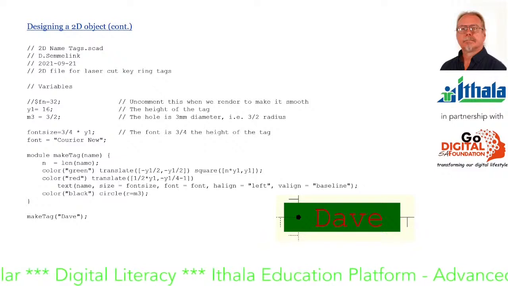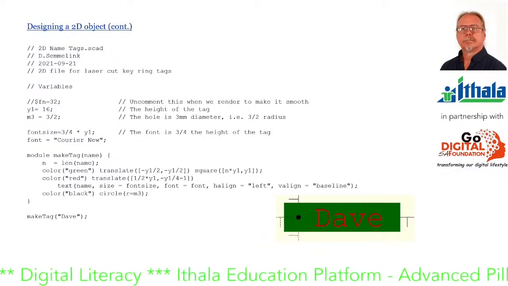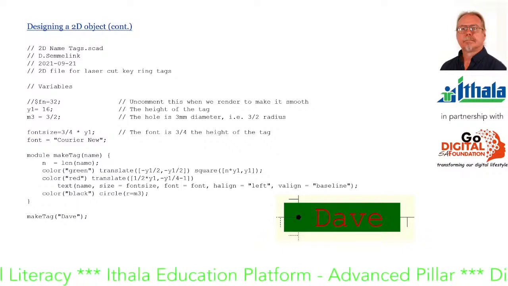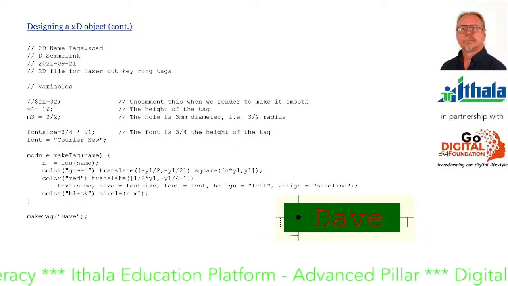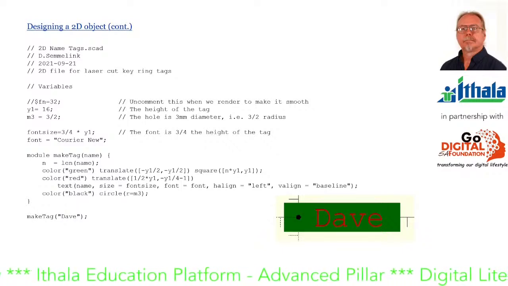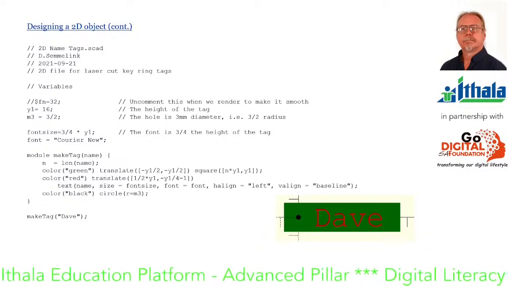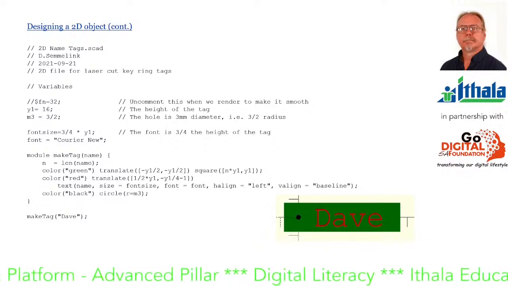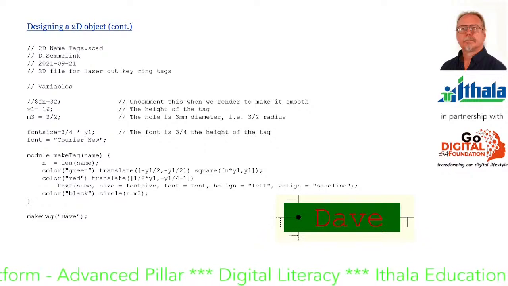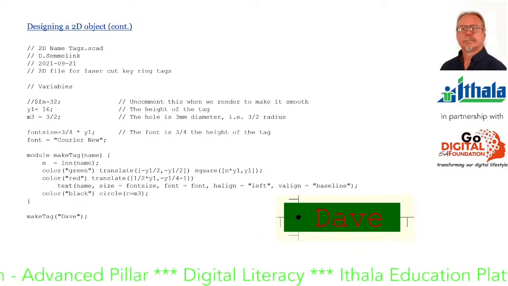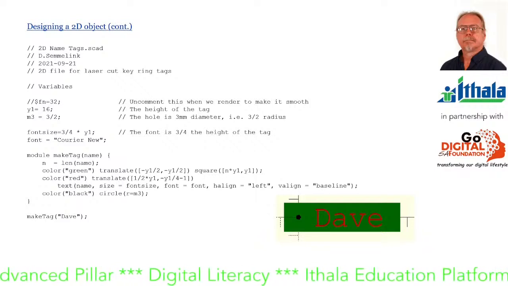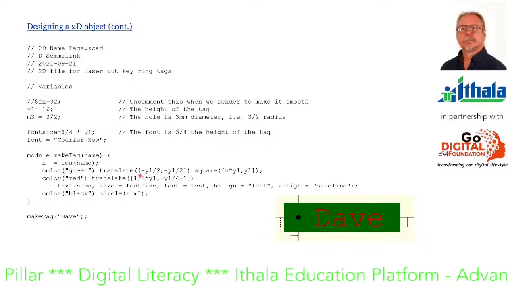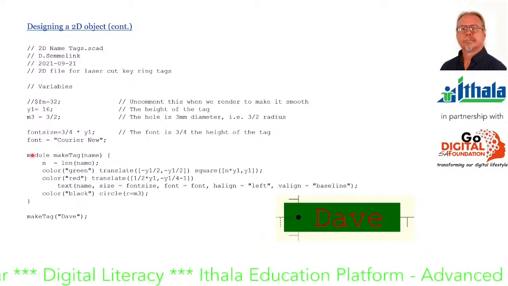Another programming concept we can take advantage of is modules. These are called functions or subroutines in other computer languages. The idea is that if we have some code that is useful and that we might make use of again, we put it in a module so we can simply call the module. To make a module, you start with the module keyword, then give the module a name, for example, make tag, followed by parentheses.